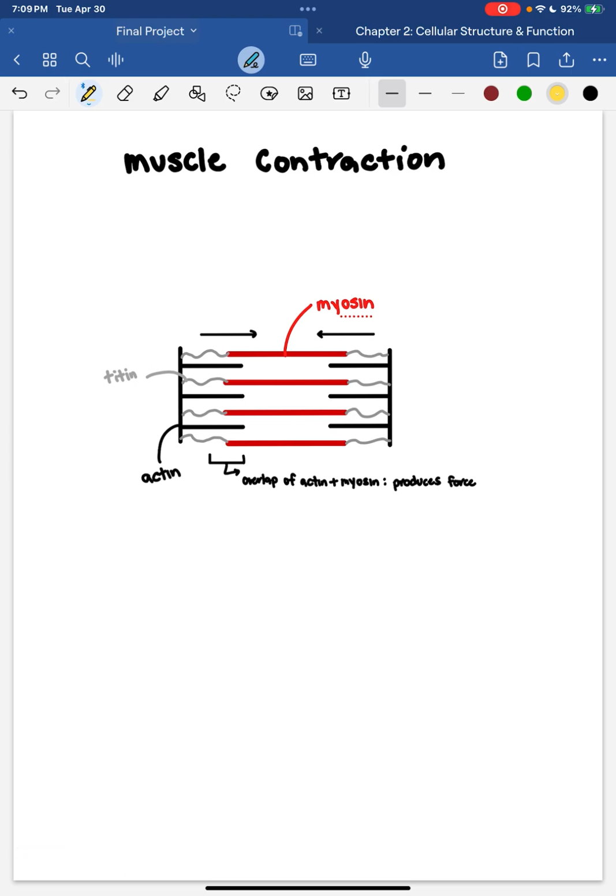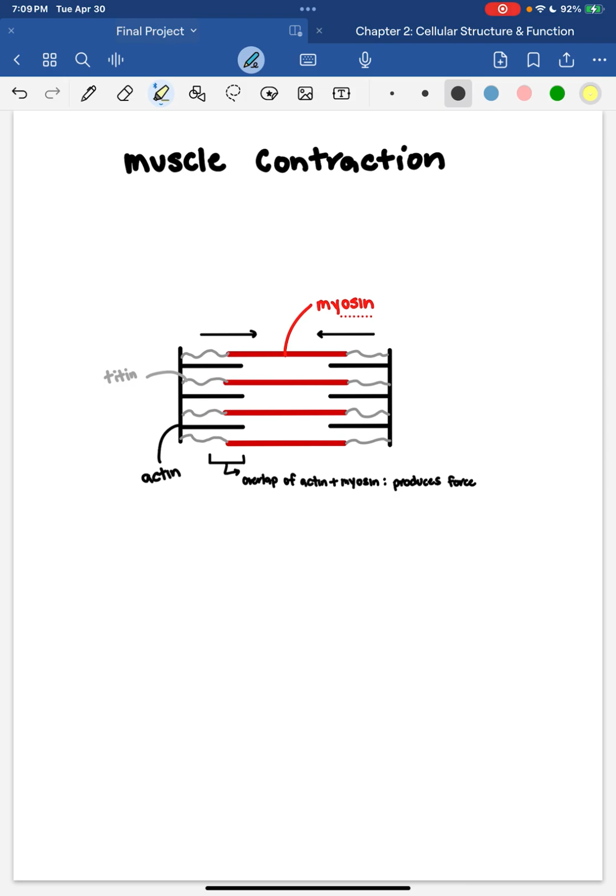Just like any other muscle, the principal goal is to contract and relax, and the foundation for this is going to be a sarcomere. So that's what this structure is that you see on the screen right now. Something called myosin, actin, and titin are going to be our three main proteins that basically do the muscle contraction.